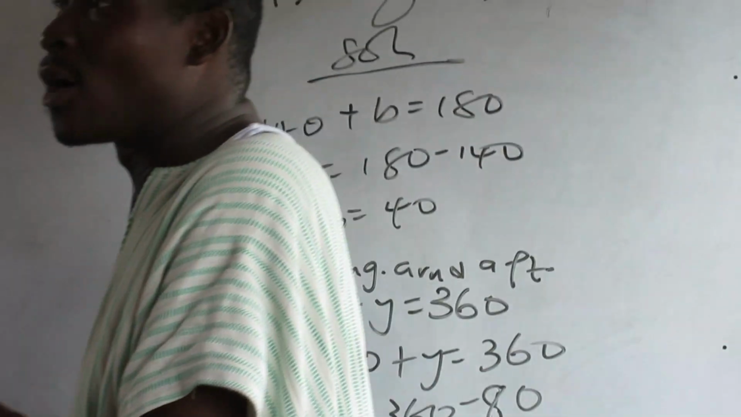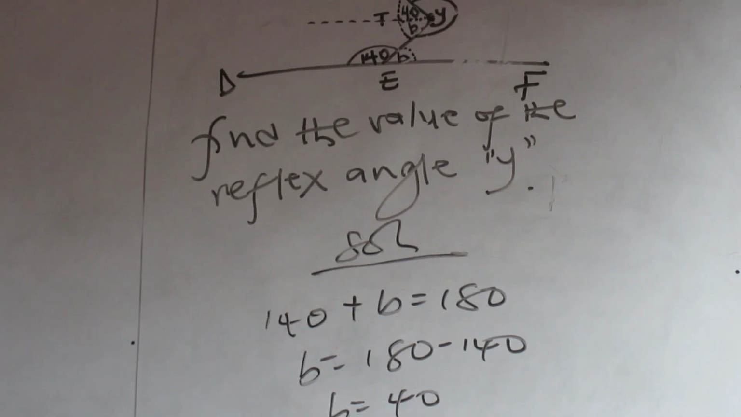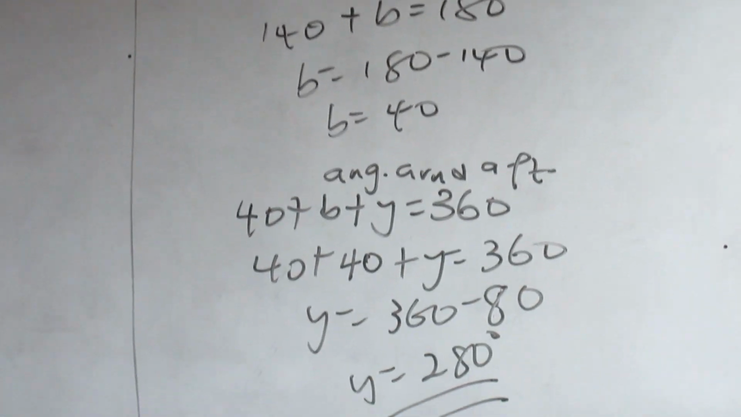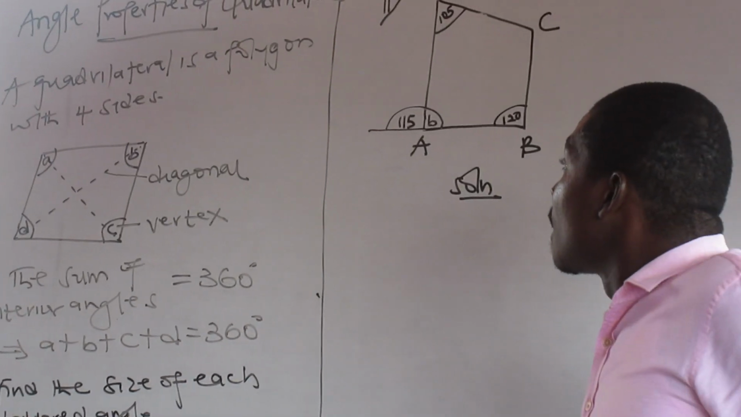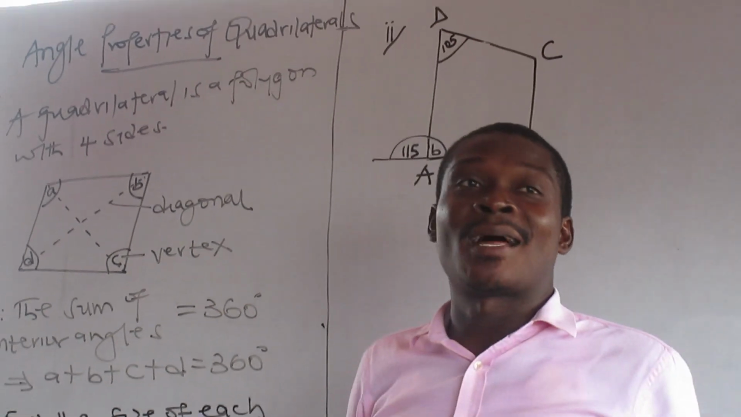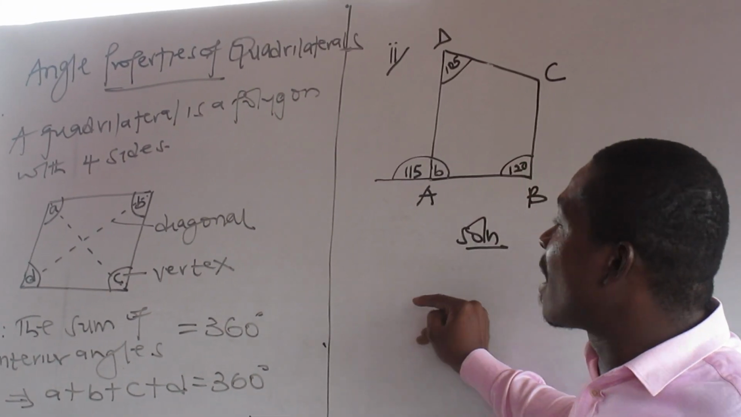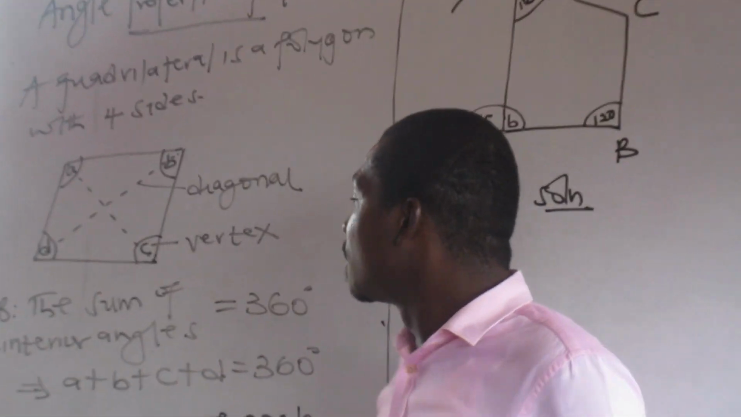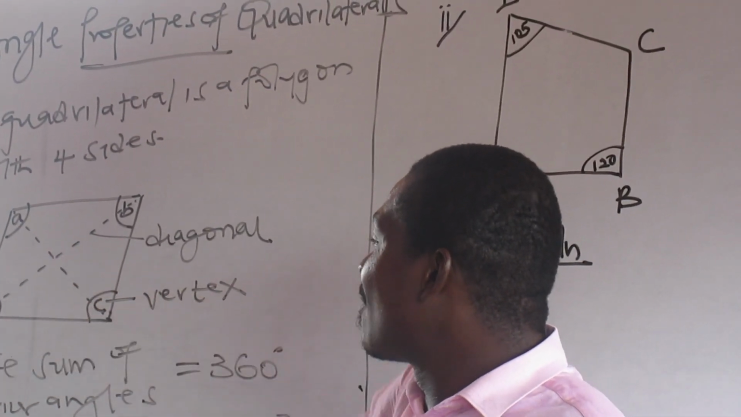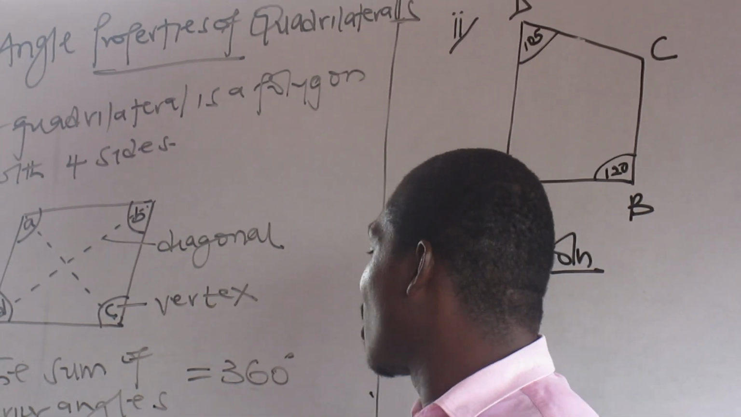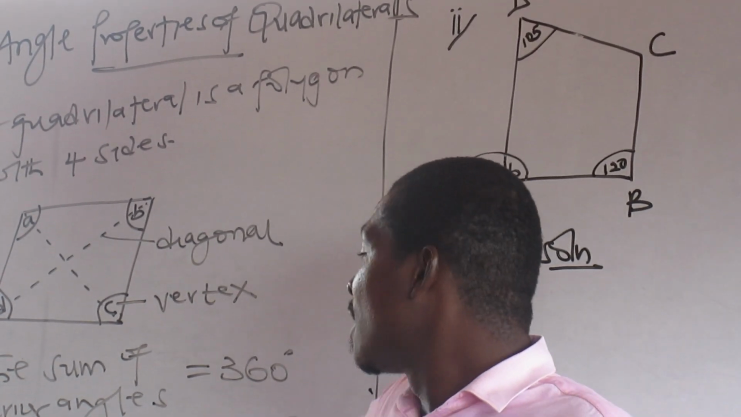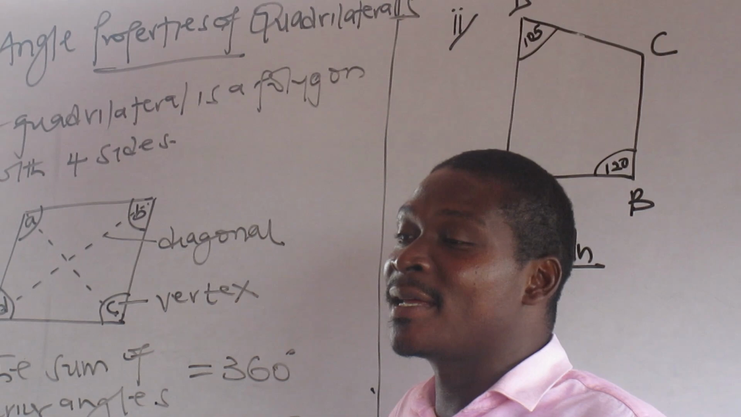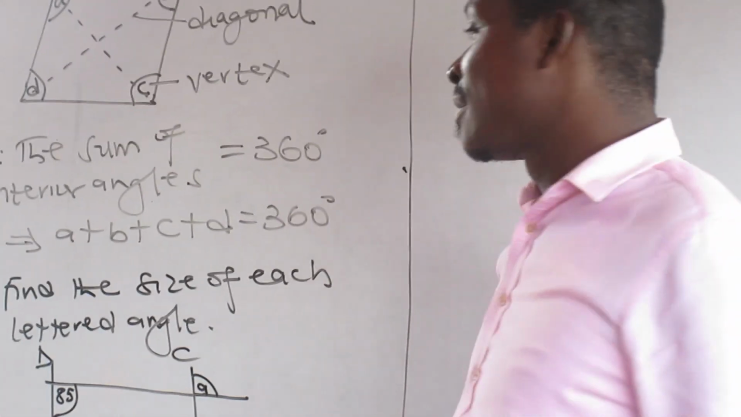So that is it for angle properties of triangles. I'm going to break. Angle properties of quadrilaterals. A quadrilateral is a four-sided polygon: 1, 2, 3, 4. So the property: the sum of the interior angles of a quadrilateral adds up to 360. A plus B plus C plus D gives what? 360. Application time.